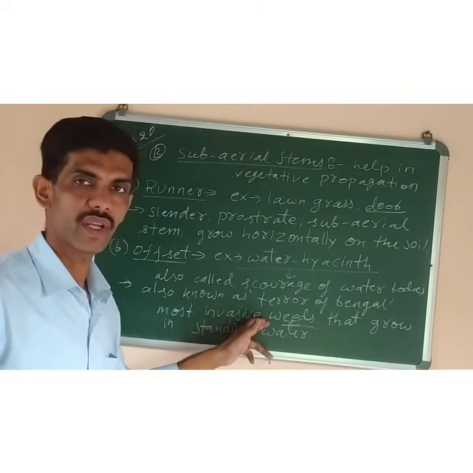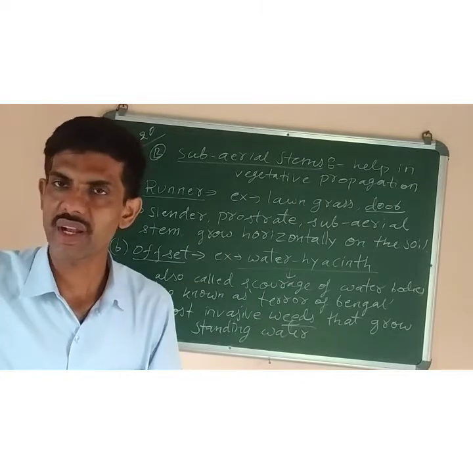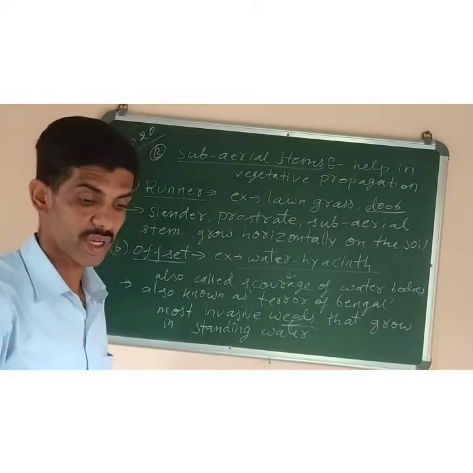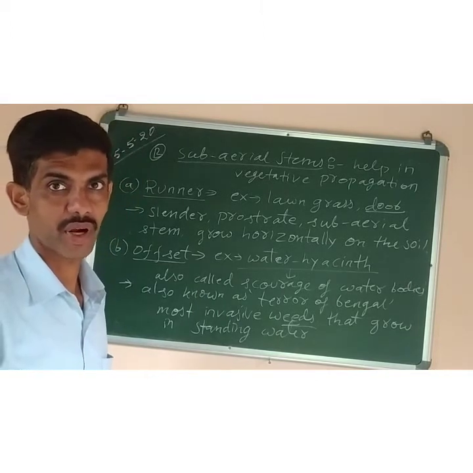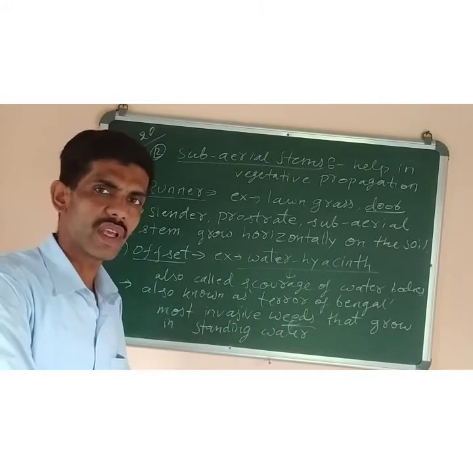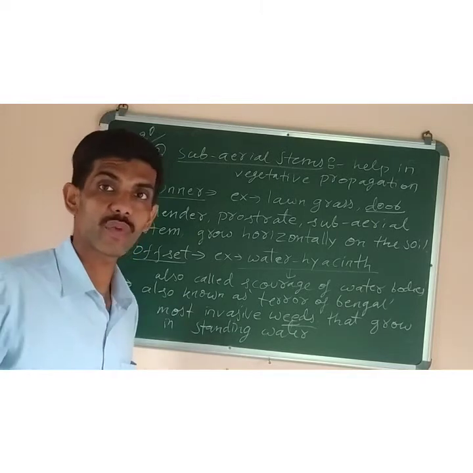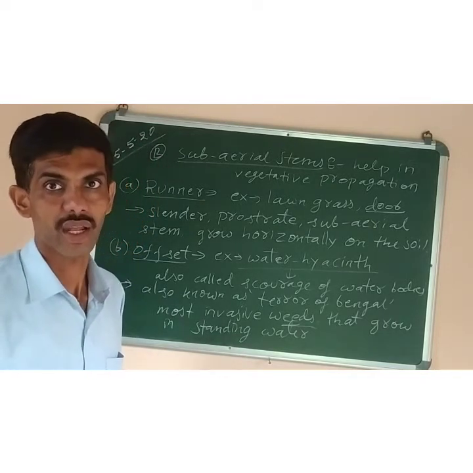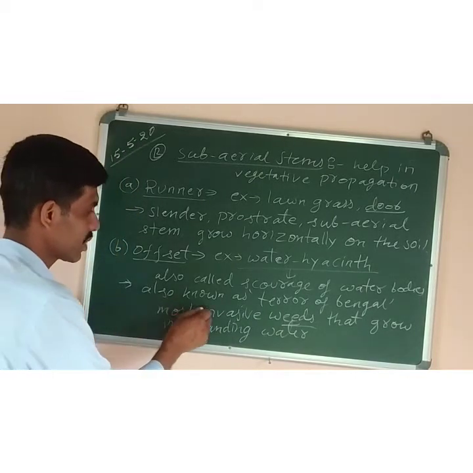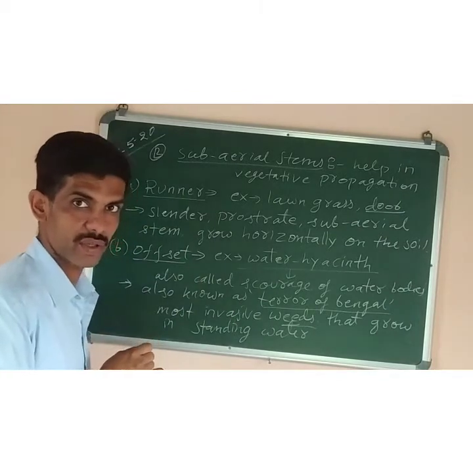This particular weed, the unwanted plant called water hyacinth, will keep on growing and occupy the entire lake. They will cover the entire lake and prevent sunlight from reaching the other organisms found in that water. That's why it is called very invasive. Invasive means they will invade, go and attack someone. They are attacking the other aquatic plants and taking their nutrients away. That's why they are called invasive weeds. This is also asked in the examination, which plant is called the terror of Bengal? The answer is water hyacinth.